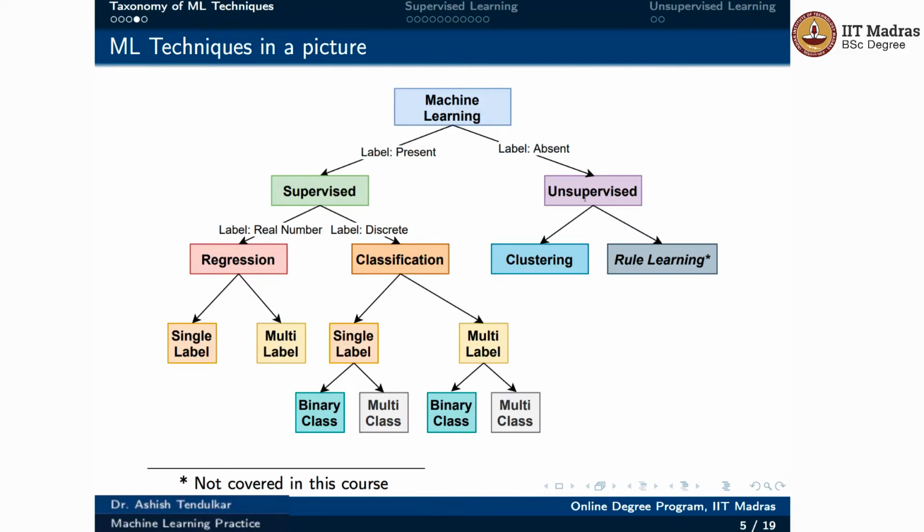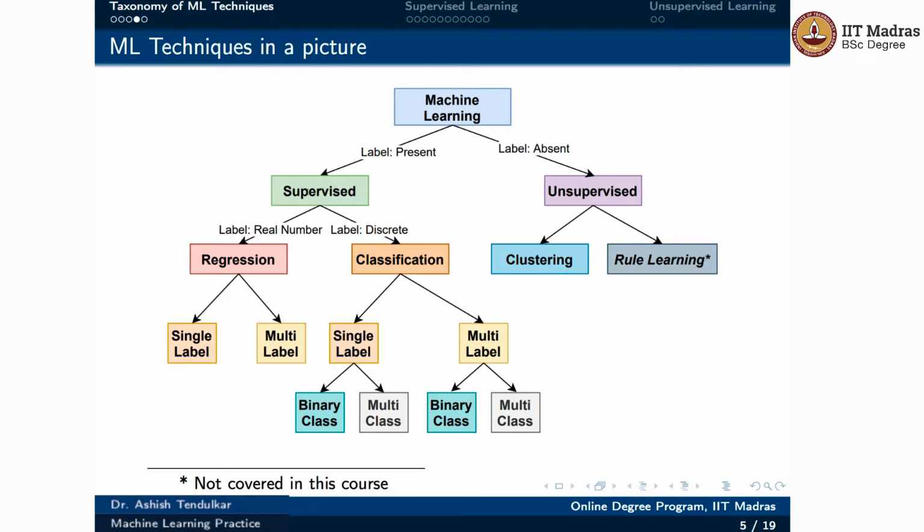So the supervised and unsupervised learning is defined based on presence or absence of label. So in some sense, supervised and unsupervised classification is based on labels. So if the label is present, we have a supervised learning technique. If the label is absent, we have unsupervised learning technique. And label is present in the training set.